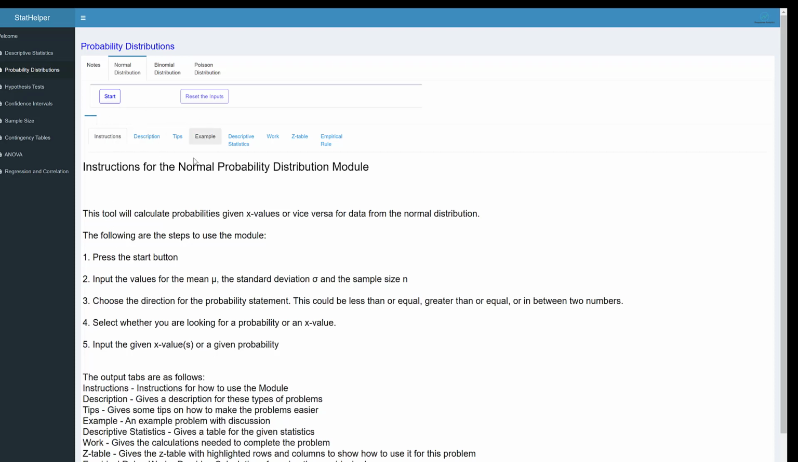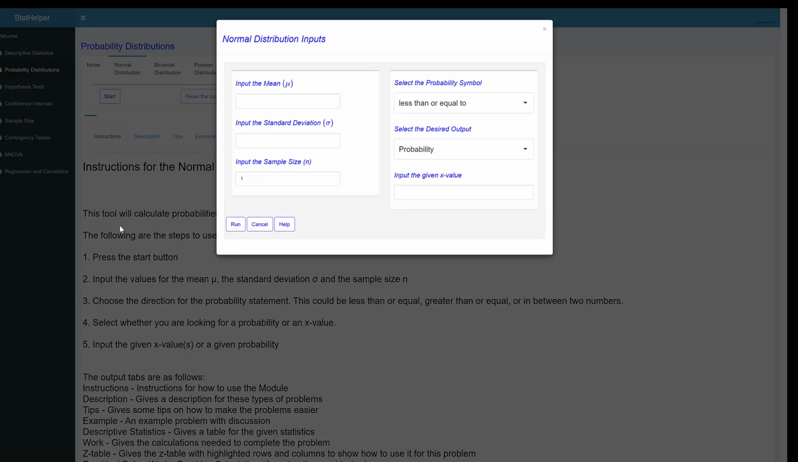Notice here that the first 3 or 4 tabs that you see are going to give you things like instructions, description of the normal distribution, tips, and an example, etc. You can take some time to go through that if you wish. We're going to go straight to part A. We're going to click Start.